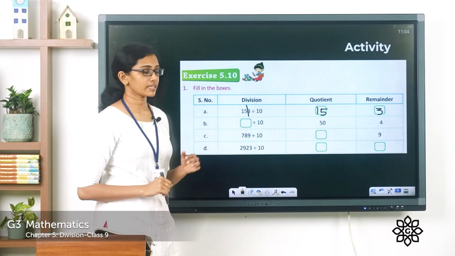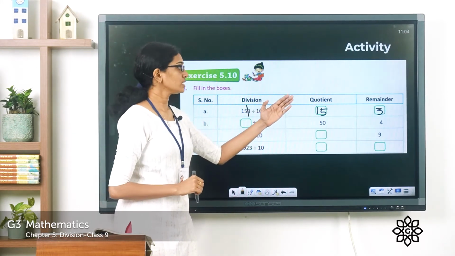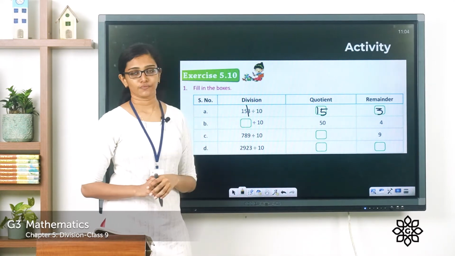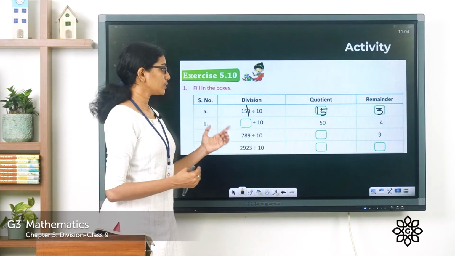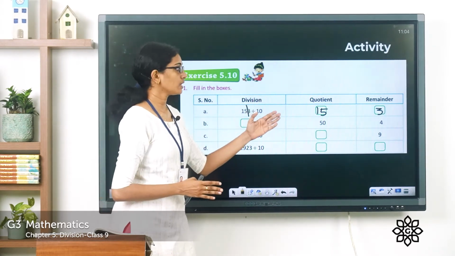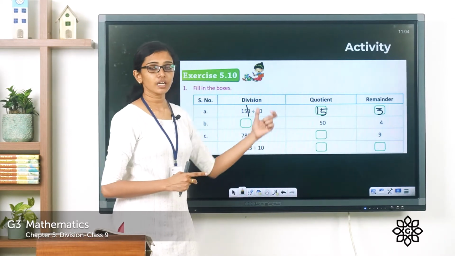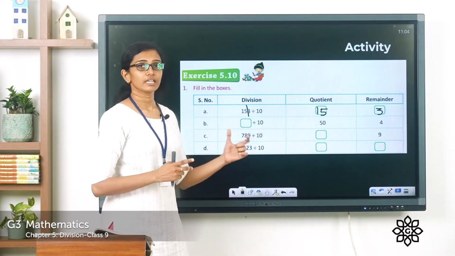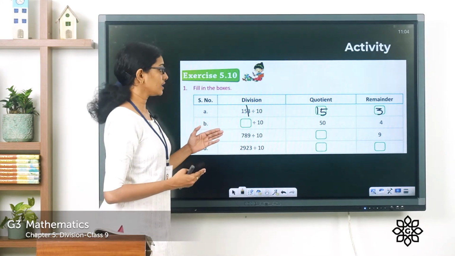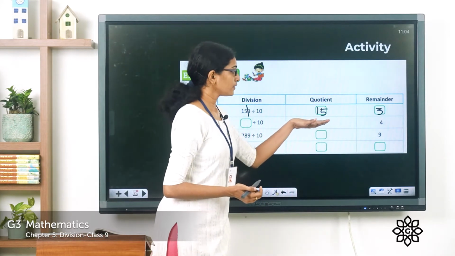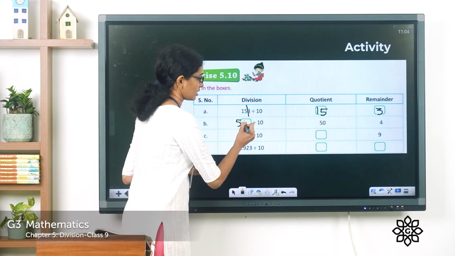The next question, question B. Dash divided by 10 gives the quotient 50 and the remainder is 4. So, from what we learned about division by 10, we can write the dividend easily given the quotient and the remainder. We know the remainder is the ones digit of the dividend and the quotient is the remaining digits to the left of the remainder. So, how can we write the dividend? The dividend will be 504.